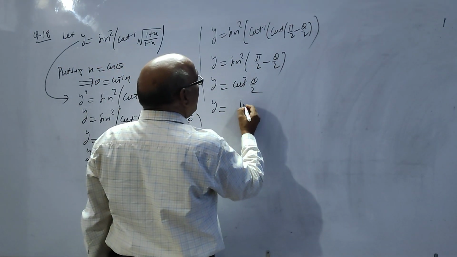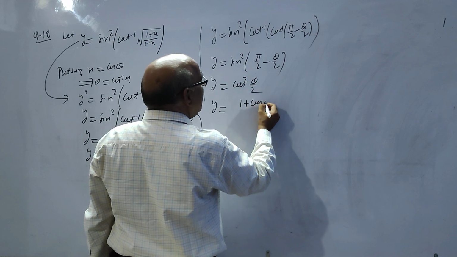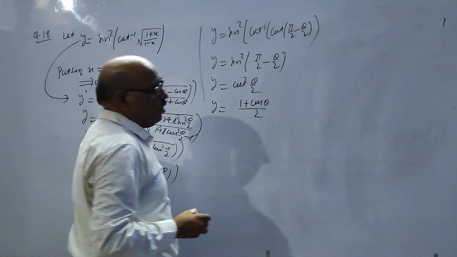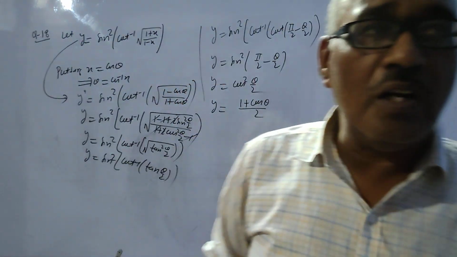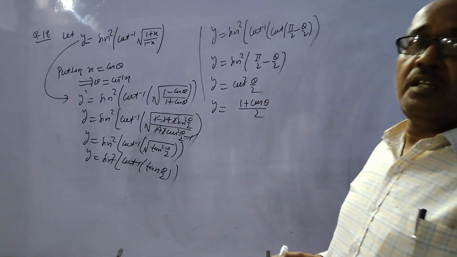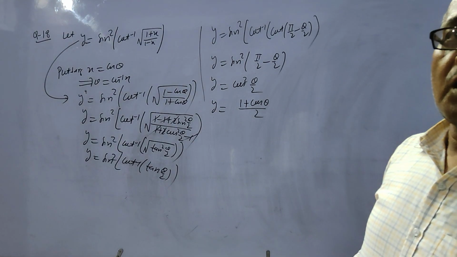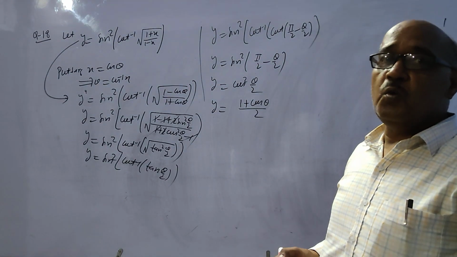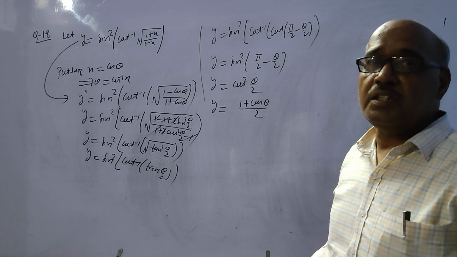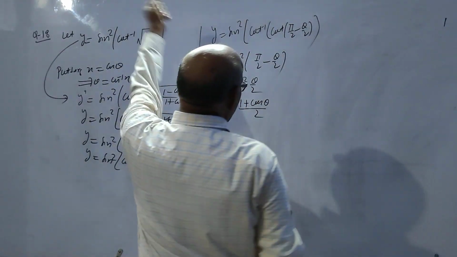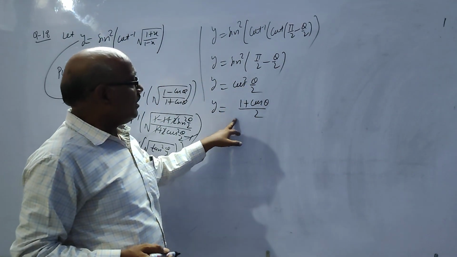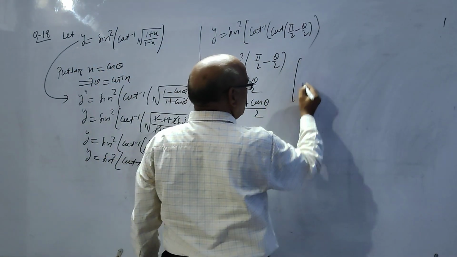You know this is (1 plus cos theta) by 2. You know this formula. Sin square theta is equal to (1 minus cos 2 theta) upon 2, and cos square theta is equal to (1 plus cos 2 theta) upon 2. So here, in place of theta we have theta by 2, so we applied the formula. This is the formula, we will write it for you.